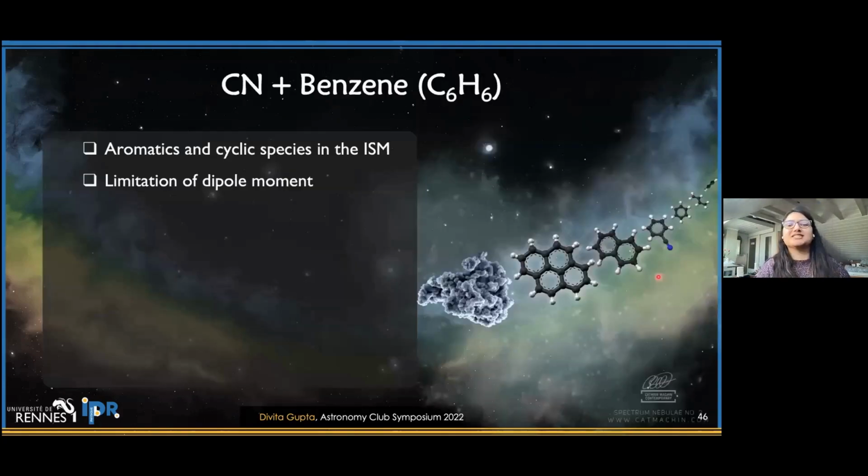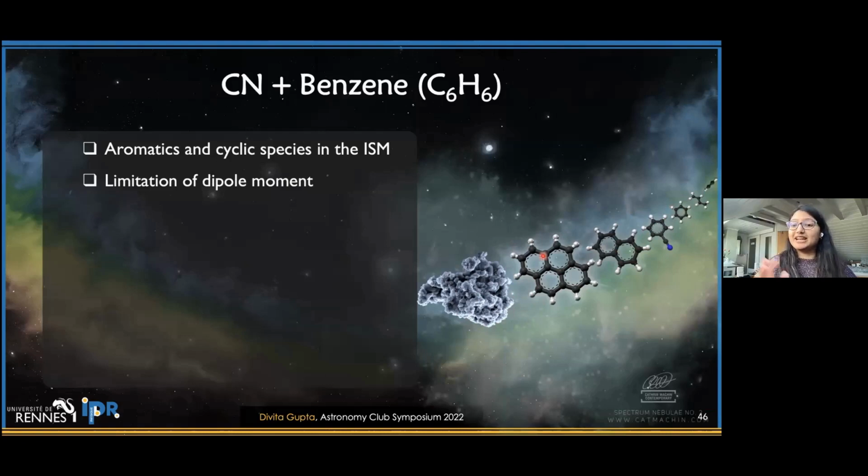So let's look at the system that I was focusing on, and that is the CN radical with benzene, okay? The aromatics and cyclic species in the ISM are a very big topic. And that is because it is thought that many of these will actually form the dust particles as well. So this evolution from bigger dust particles to smaller PAHs to smaller aromatic and cyclic species is quite important.